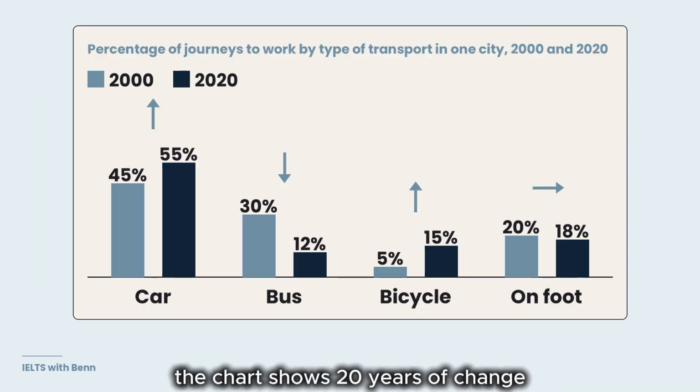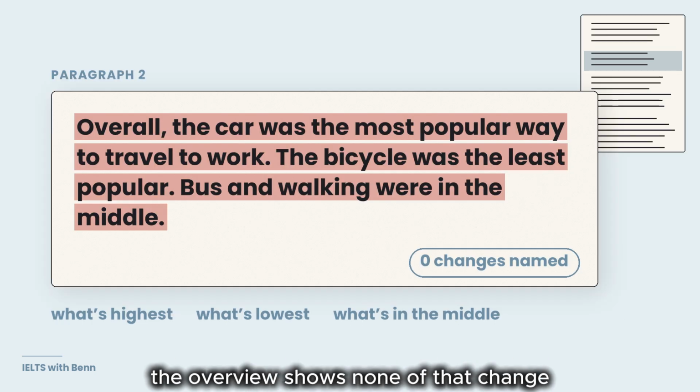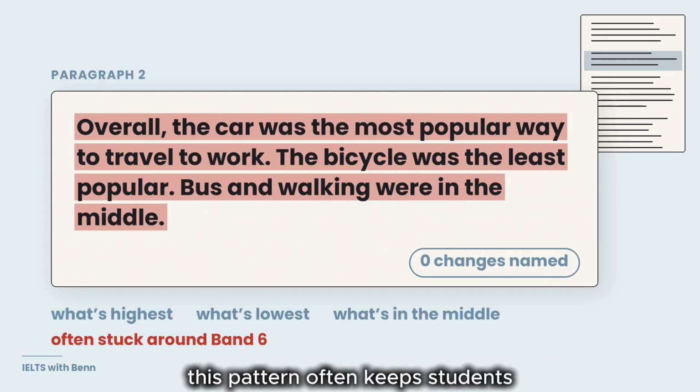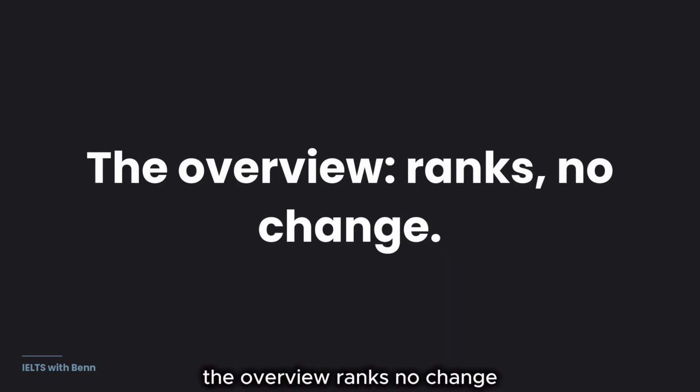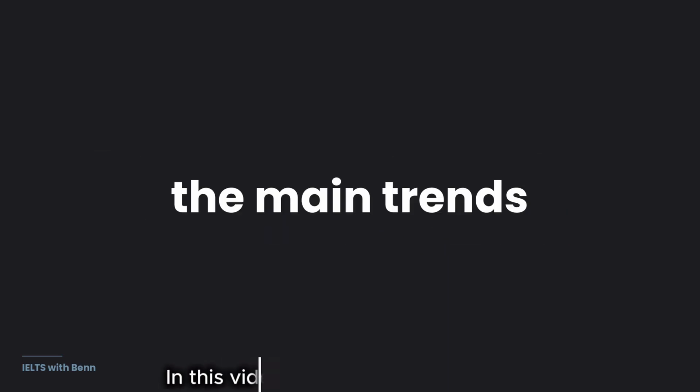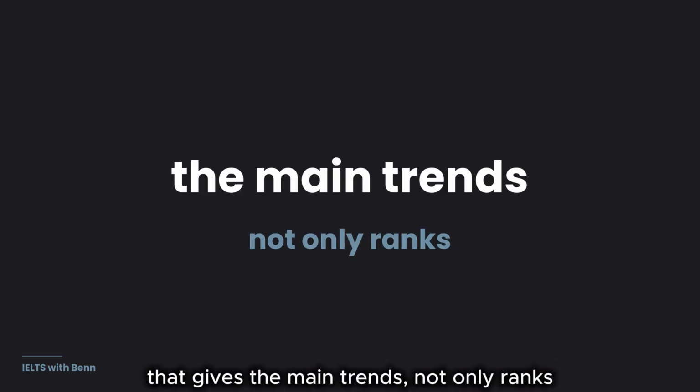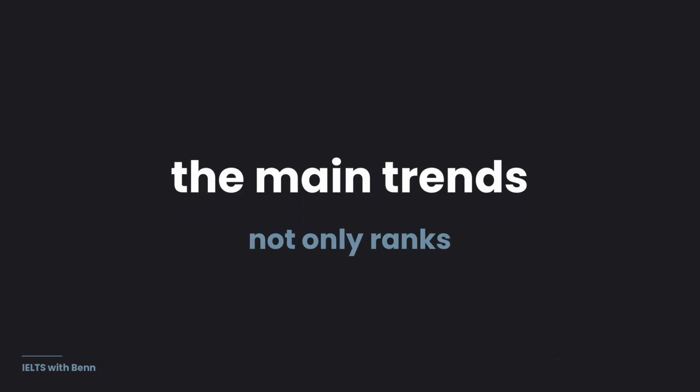The chart shows 20 years of change. The overview shows none of that change. This pattern often keeps students stuck around the Band 6 level. So, what's wrong here? The ranks are correct, so why is the overview still not complete? The overview ranks, no change. In this video, you'll write an overview that gives the main trends, not only ranks.